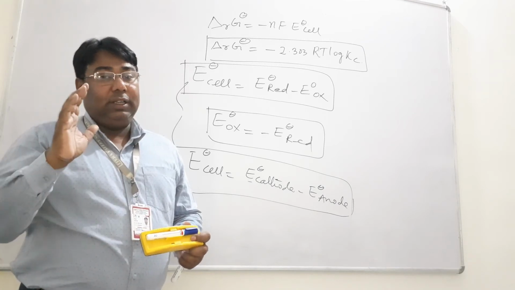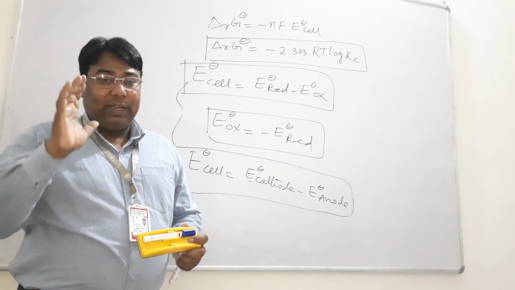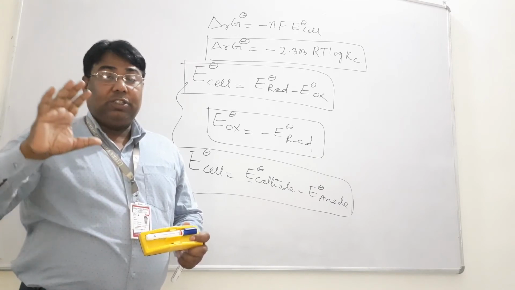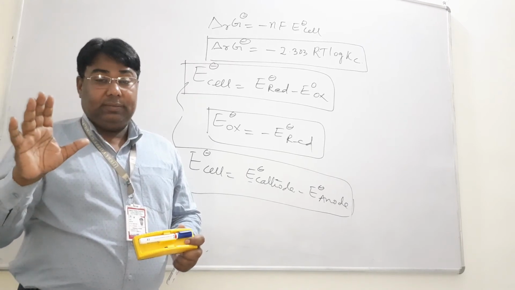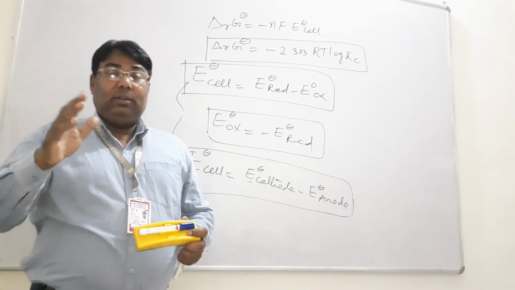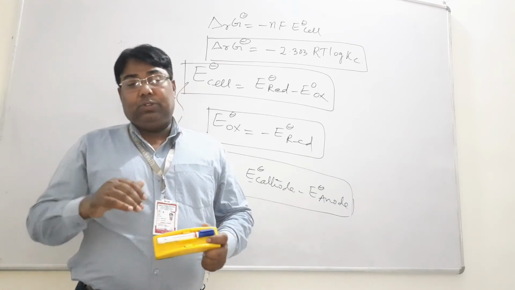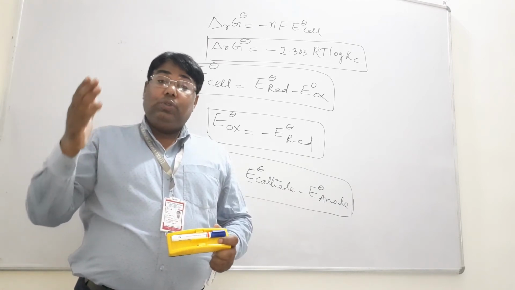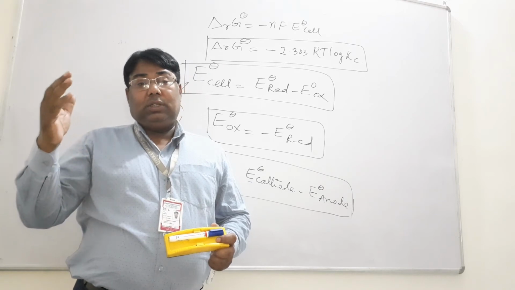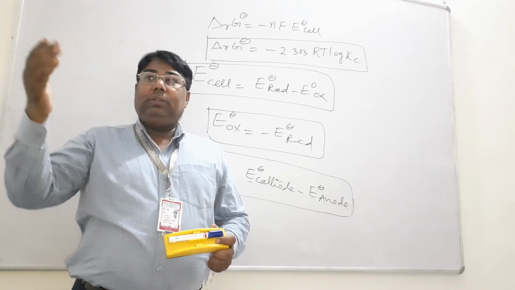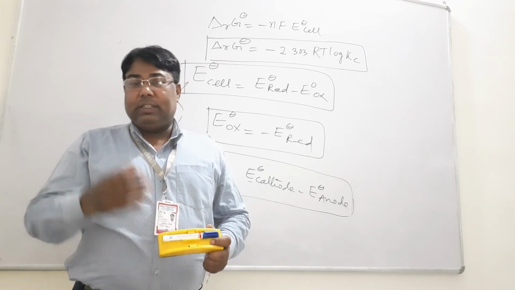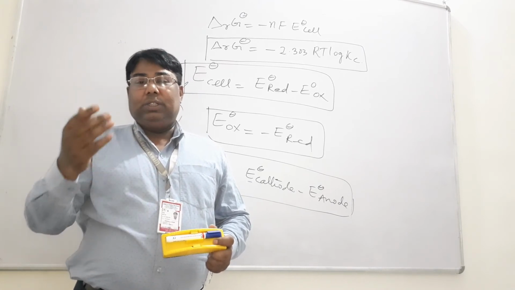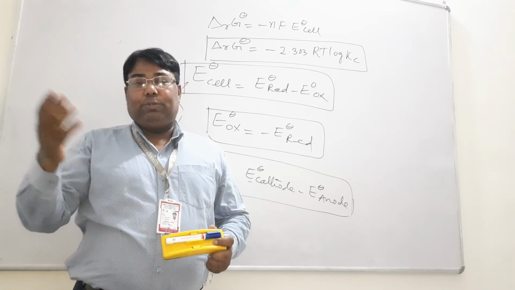So my dear students, please keep in mind that the standard reduction potentials of all electrodes are determined with the help of SHE. Some electrodes have positive values, some negative. Metals that are less reactive than hydrogen show a positive magnitude. For example, the standard reduction potential of copper is plus 0.34 volt.